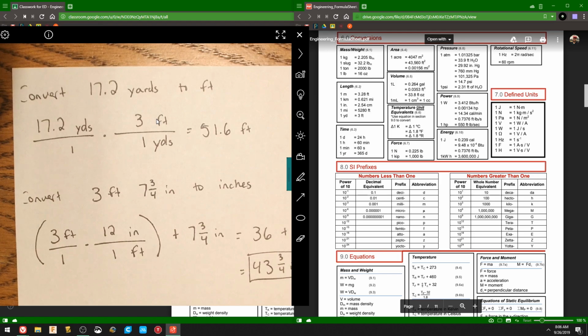Okay. So after you can do that, you can just directly cross multiply. So you have 17.2 times 3. That'll give you 51.6 feet. That one's pretty straightforward. Again, given, desired, given.